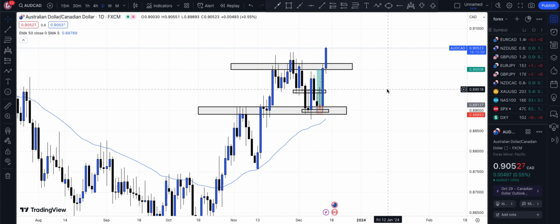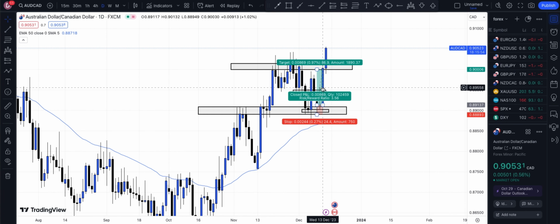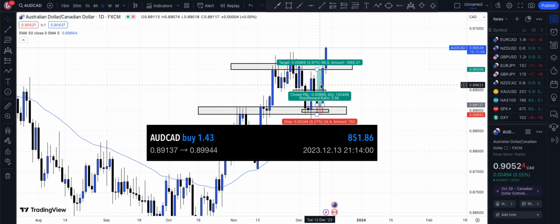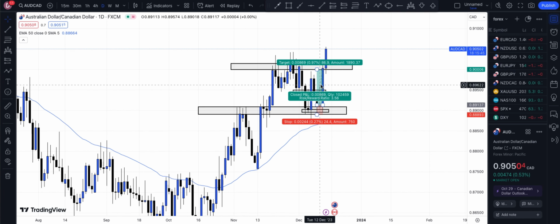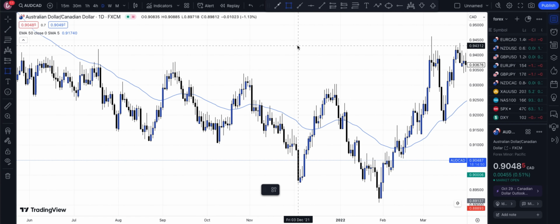So I use the 50 MA as a confluence to my trades. As you can see, I took a trade on Monday. I closed it out today at around 1:30. I'll pop up a screenshot right here. And I was able to use the 50 MA as a confluence into taking this winning trade. So I use the 50 MA as a support and resistance type of confluence.